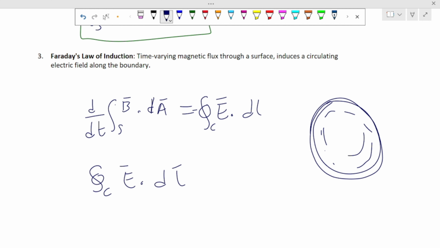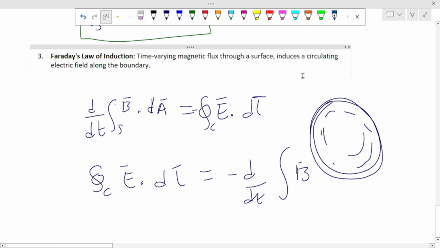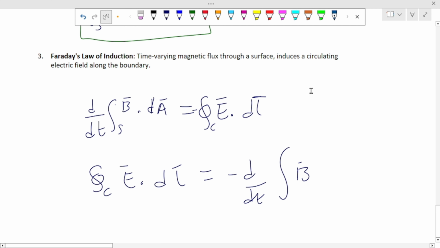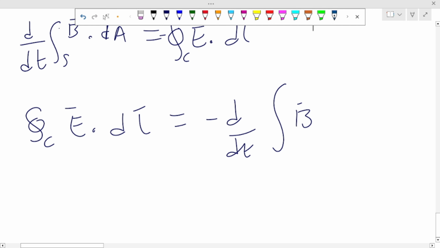The line integral equals negative the time derivative of the flux. Okay, so this is what we have.